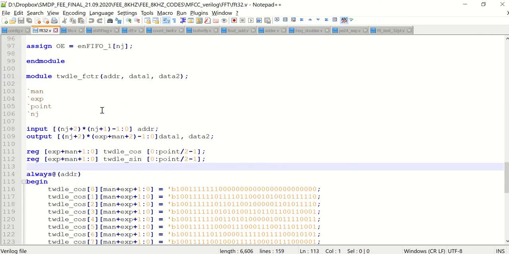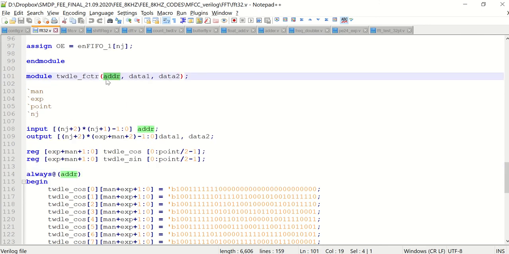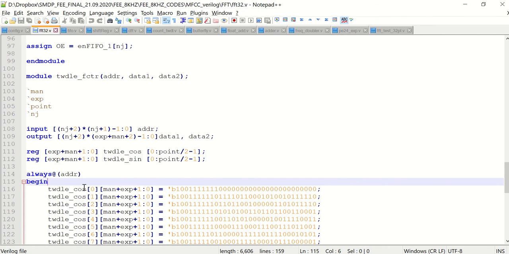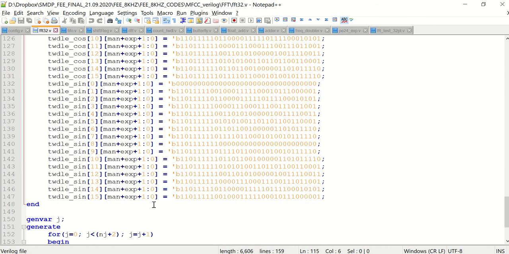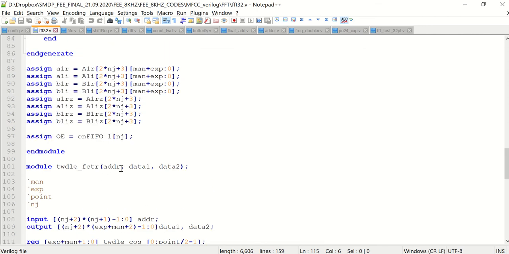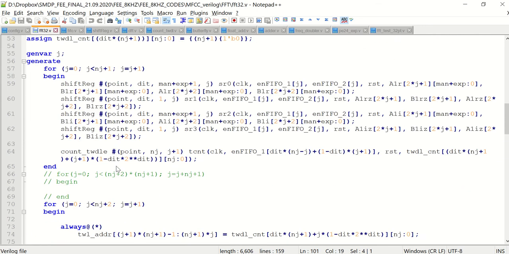And from this twiddle factor module, once we give the address, depending upon the address, you will be getting two data, that is one is sine and one is cos, twiddle cos and twiddle sine. Because we are processing real and imaginary separately, we have separate imaginary and real parts over here. So now how do we get this address of this twiddle factor?